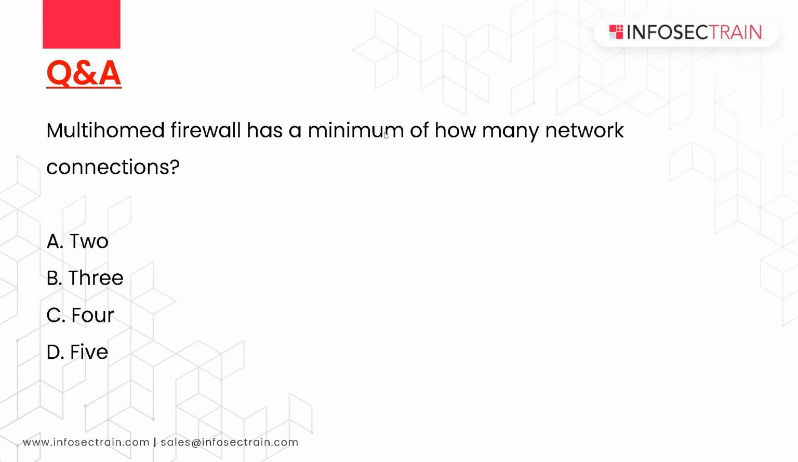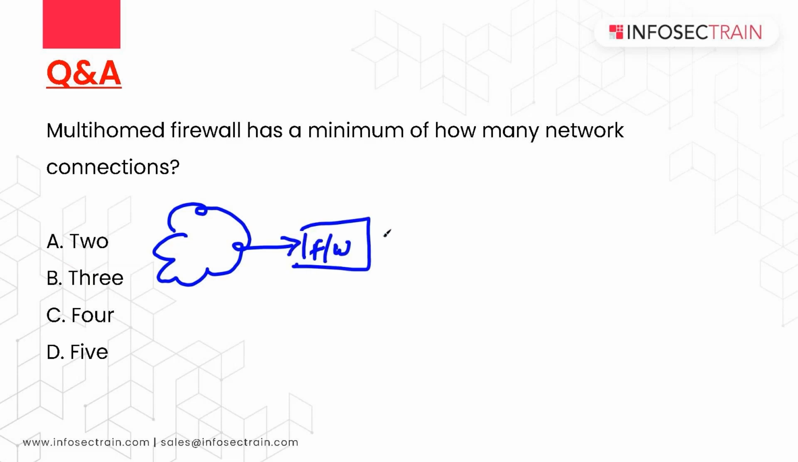Then what about this one? Okay, guys, when we talk about the multi-homed firewall architecture, we will have either two firewalls or more than two firewalls. Over here, we have the internet, and with our internet, we will have our firewall connected. And then over here, we will have another firewall.